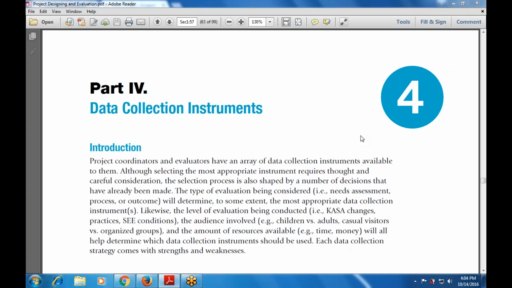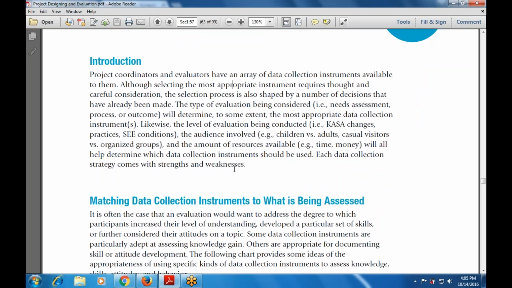So which data collection instrument should be used? Every data collection instrument strategy comes with some strengths and weaknesses. That helps to determine in which phase it is used, how it is used, and when it is used. So that requires thought and careful consideration of the data collection instruments available to us. As a person, we are also using data collection instruments. That may include the level of evaluation, amount, and audience involved, which will be weighed with the strengths and weaknesses of the data collection instrument.